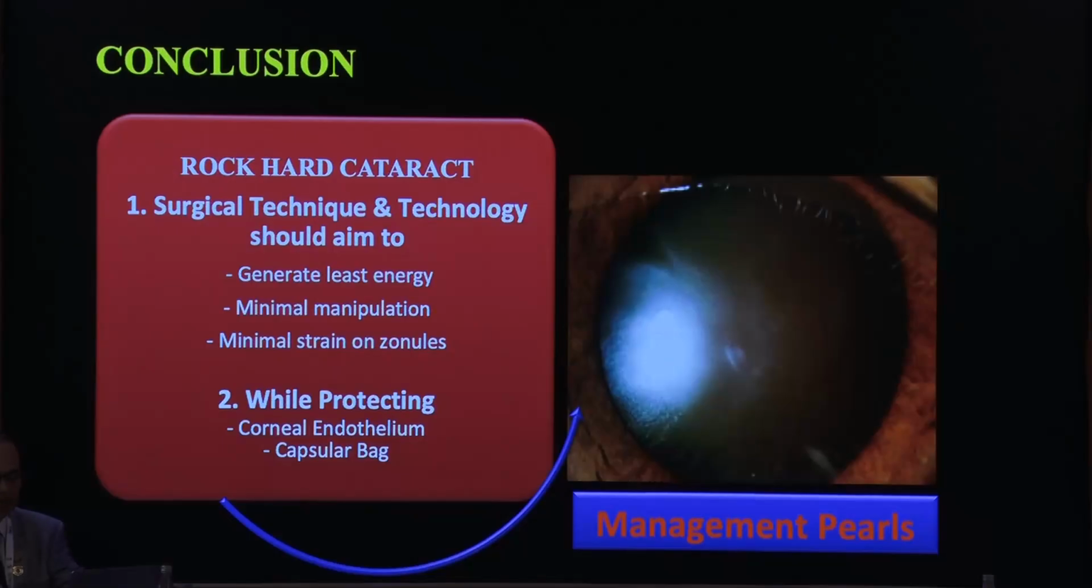So to conclude, in rock hard cataract, if you don't get the fracture, the surgical technique and technology should aim to generate the least energy, especially in these hard cataracts. You do not generate too much energy, because otherwise you'll get a wound burn and corneal endothelial damage. Minimal manipulation, minimal strain on the zonules, because you have to take care of the zonules in these cases, while protecting the corneal endothelium and the capsular bag. Thank you very much.